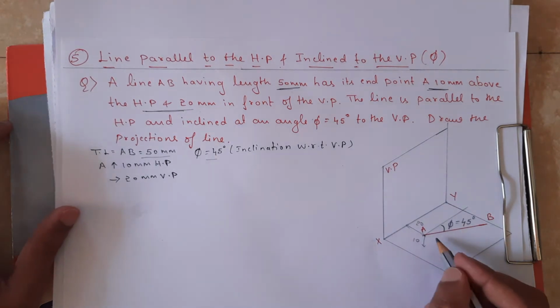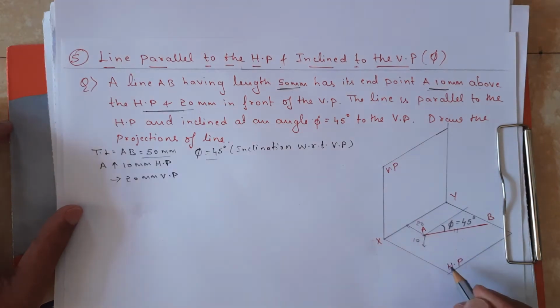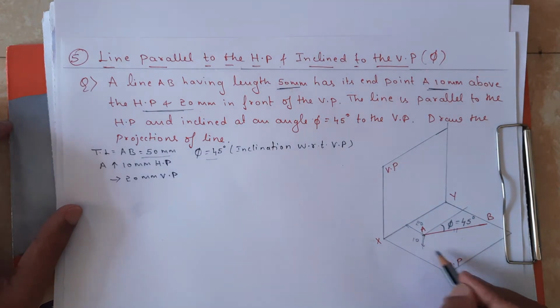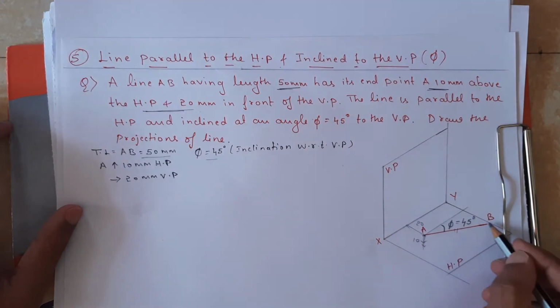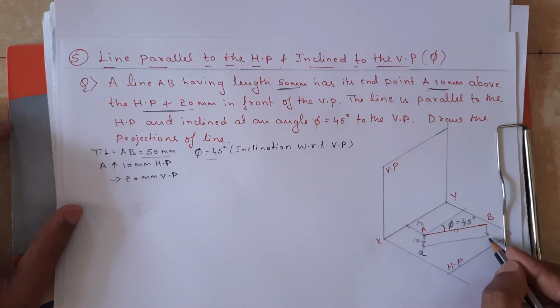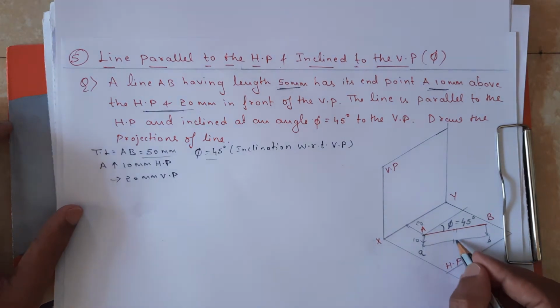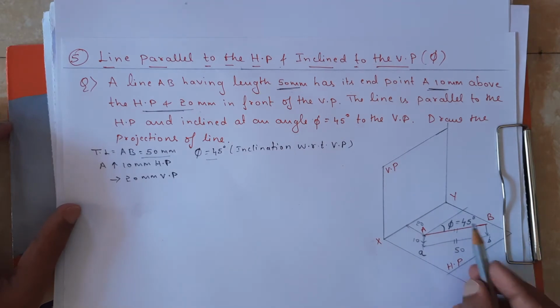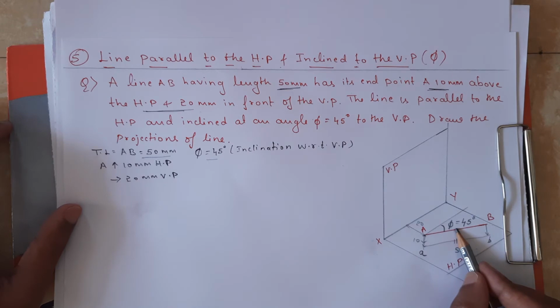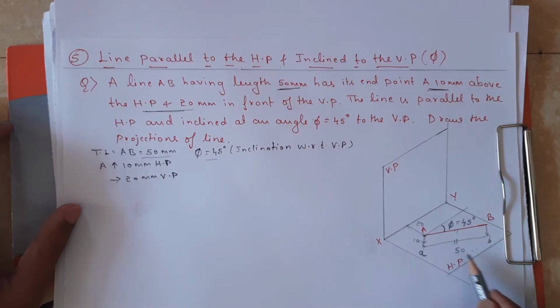I am going to first draw the top view. Why? Because I am going to get the true length in the top view. When I draw the projection downwards, I am going to get the true length. I am going to represent it as AB. This length is 50 mm because it is parallel to the HP, so I am going to get the true length of this line in the top view. The top view is also 50.